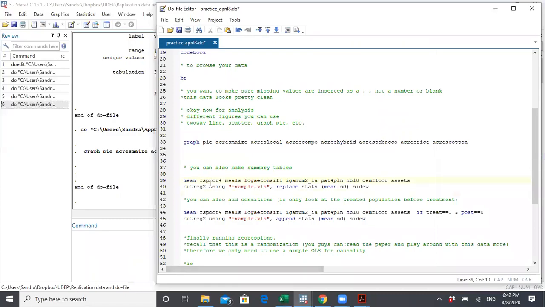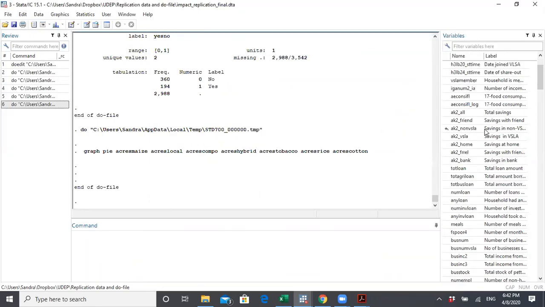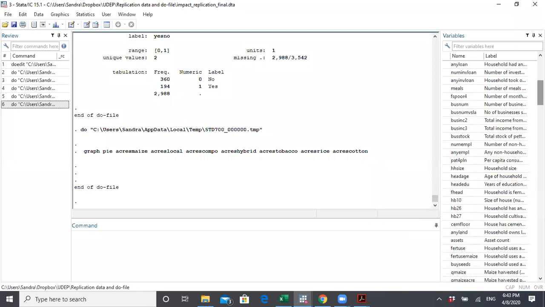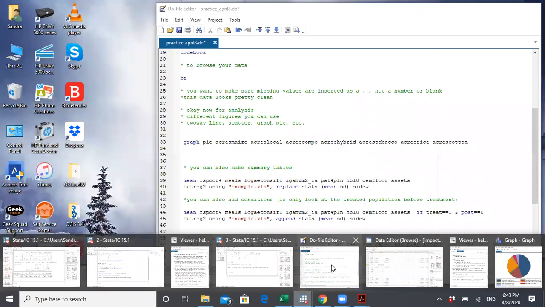Okay, so these are just household characteristic variables, like, let's find them. They were just here. So meals is the number of meals you had yesterday, number of months with fewer than 3 meals a day, household size, the age of the head of the household, the education level, does the house have a cement floor, how many assets does the household have. All of these are demographic characteristics because they're trying to describe the household, right? So those are the variables I chose.